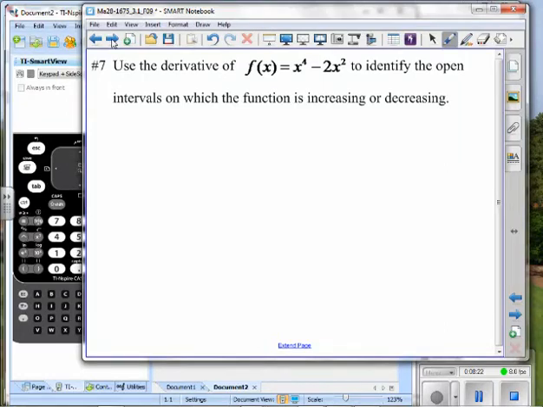Use the derivative to identify the open intervals on which the function is increasing or decreasing. Well, the first thing we have to do is to actually determine the derivative. Are you needing to go back to see something? No? Okay. So use the derivative on this. So the first thing we're going to do is write the derivative.